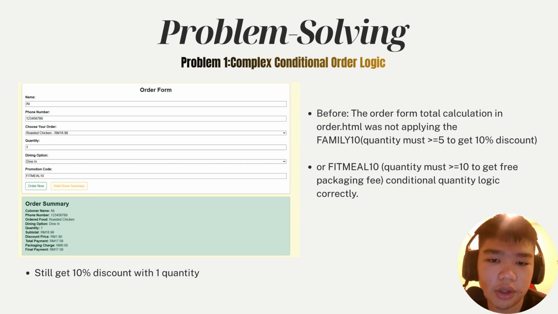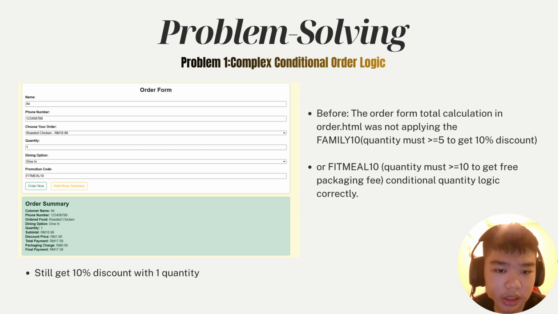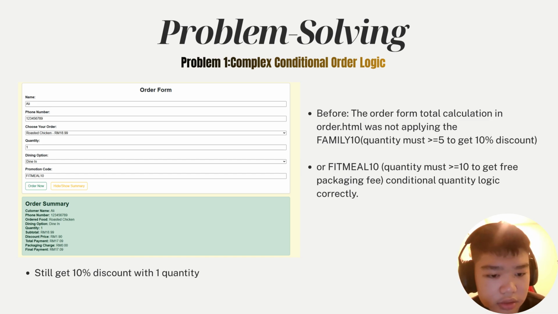Okay, so for the problem solving part, we have problem one, that's about the complex condition of the order logic. So what's the problem? The problem is the order form total calculation in the order HTML was not applying the condition. For the promotion code FAMILY10, the quantity must be equal to 5 or bigger than 5 to get a 10% discount on the final price, or for the promotion code FEMALE10, the quantity must be equal to 10 or higher to get a free packaging fee.